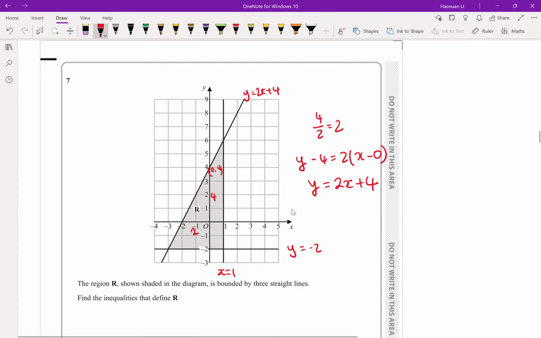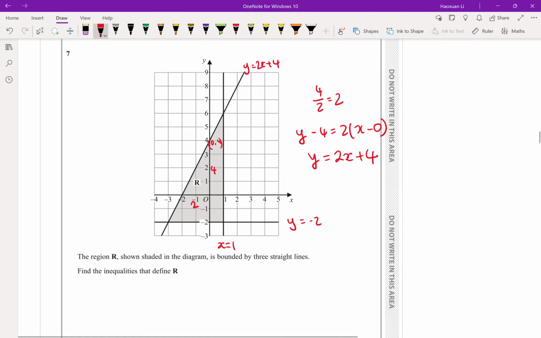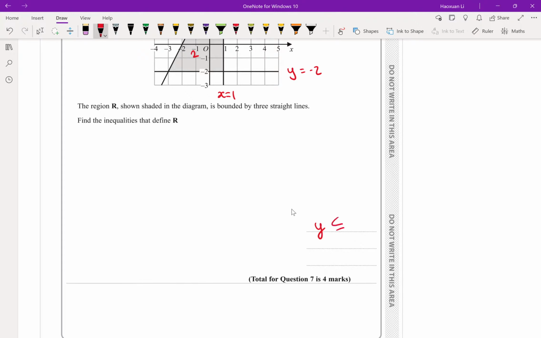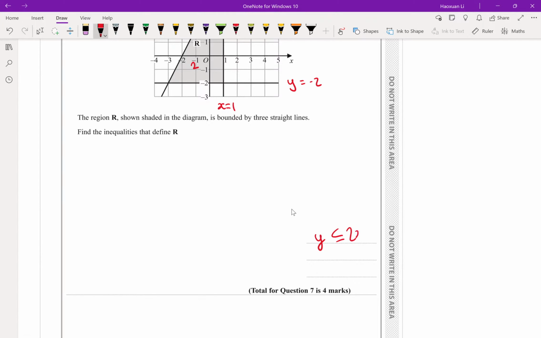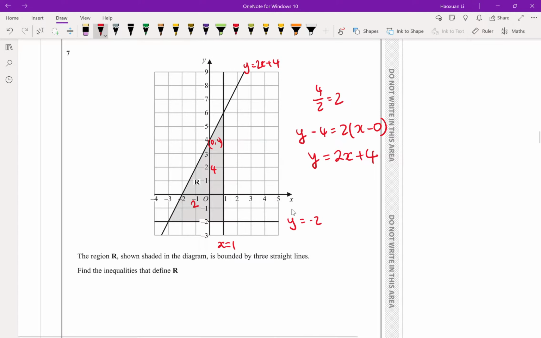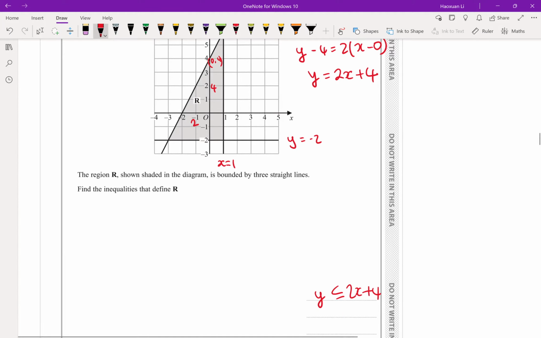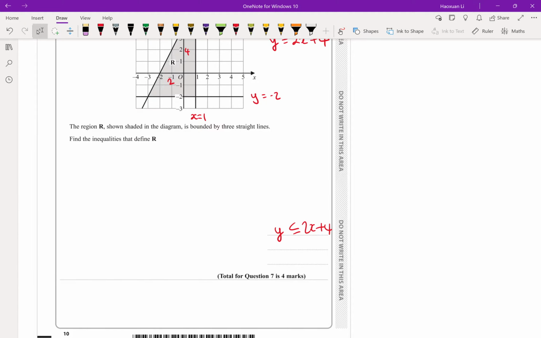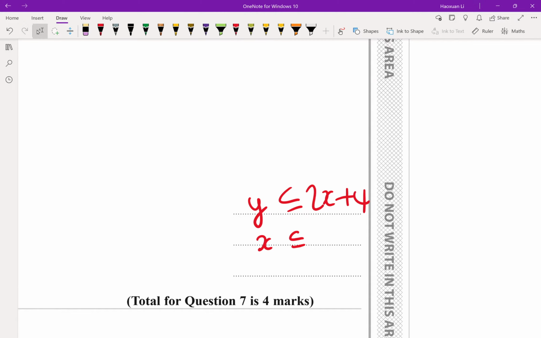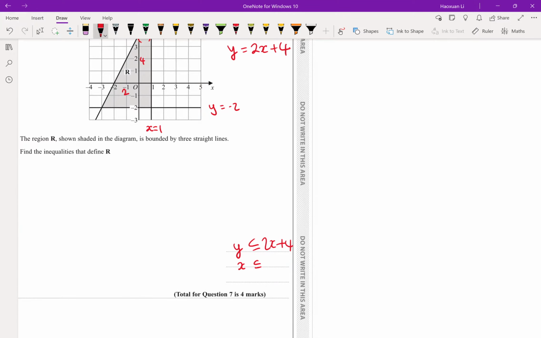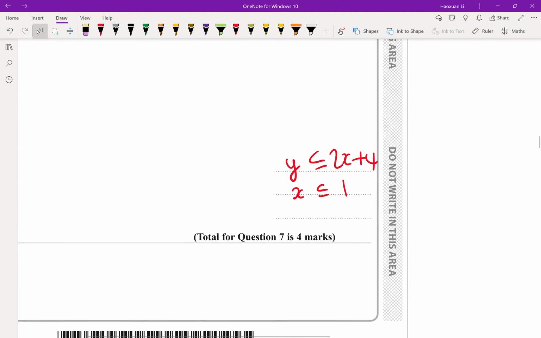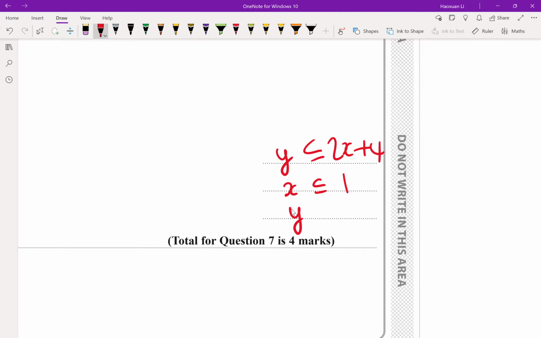So in the shaded region here, you need to find the inequality of it. So this is under the graph, so therefore this would be less than or equal to 2x plus 4, because the ones above the graph have a greater value. x equal to 1, since this is to the left of it, if that's a straight line, the shaded region is left of it, so it will be less than. And y equal to negative 2, since the shaded is above it, so y is bigger than or equal to negative 2.